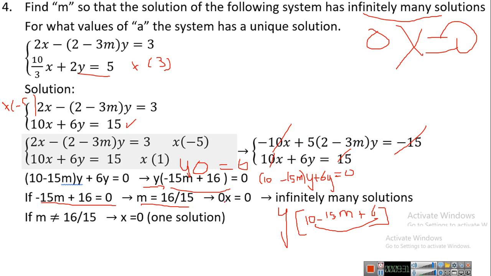In that case, 0y equal to 0, we have infinitely many solutions. And if m is not equal to 16 over 15, you have y equal to 0 over minus 15m plus 16. Since the denominator is not 0, 0 over any number, it will be what? 0. So as you can see, this video is very simple.